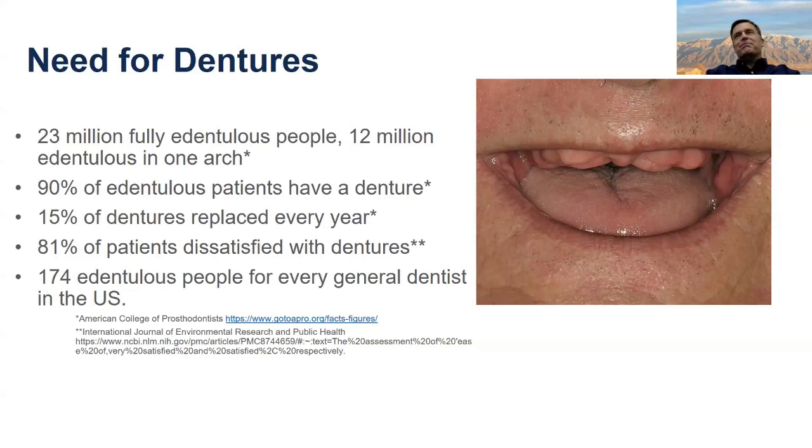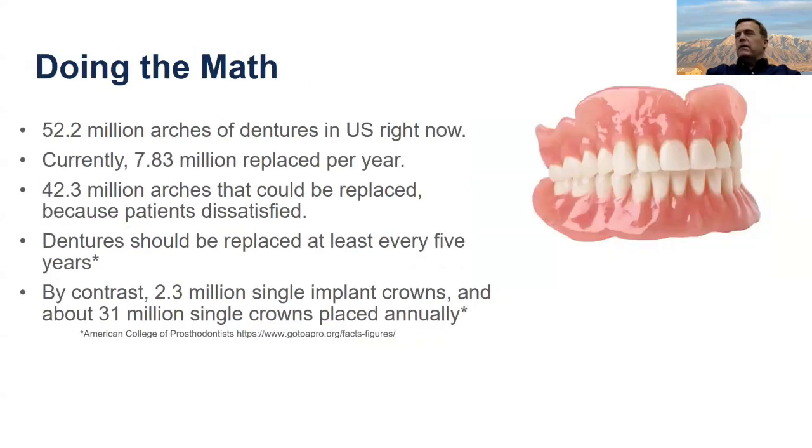We'll talk about some of the frustrations that can happen with analog workflows and maybe why we're not as eager to get involved in this. But let's talk about doing the math and how this all shakes out. If there are about 52 million arches of dentures out there right now, so a full mouth would be 2, and if about 8 million are being replaced every year, but 90% of people are dissatisfied with them, there's a potential market of 42 million arches.